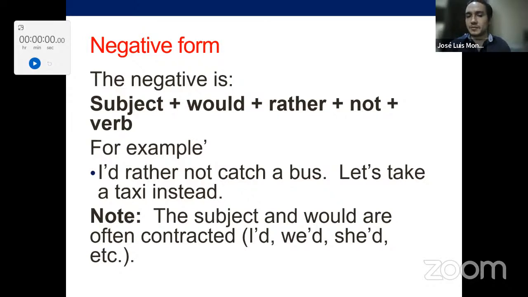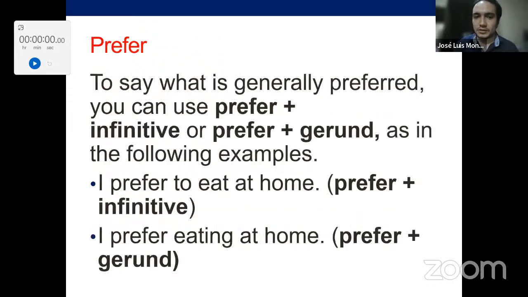In negative, very simple. I believe we're not going to read this. It's just about you, right? So I'd rather not touch a bus. I'd rather not go to that party, right? So "rather not" plus still the base verb, right? It says the subject and would are often contracted, right? So I'd, she'd, we'd, and so on with the contraction.